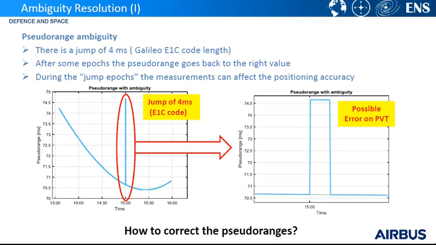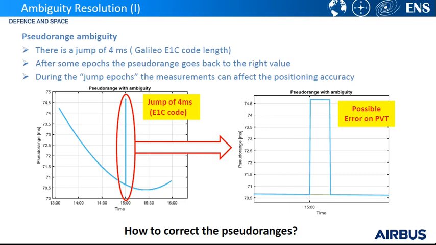Pseudoranges can be ambiguous. Figure on the left shows a jump of 4 milliseconds, Galileo E1C code length. After some epochs, the pseudorange goes back to the right value. During the jump epochs, the measurements can affect the positioning accuracy. Plot on the right presents a possible error on a PVT.